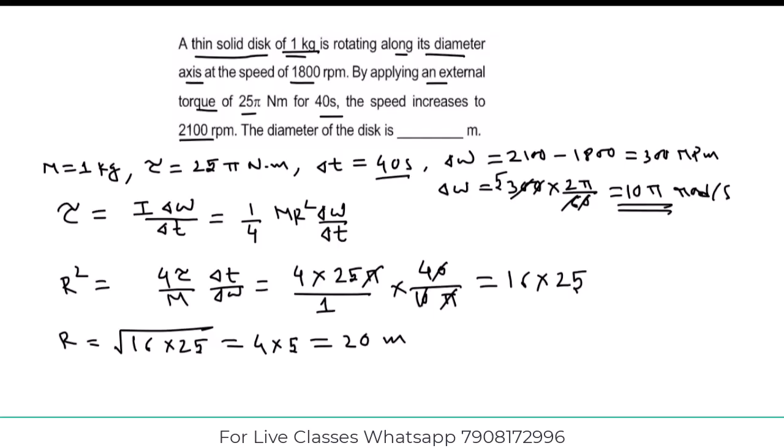Now, in the question it has asked the diameter of the disk. So, we have to find the diameter. Now, we know that diameter d is equal to twice the radius, twice r, that is 40 meter. So, the answer is 40 meter.